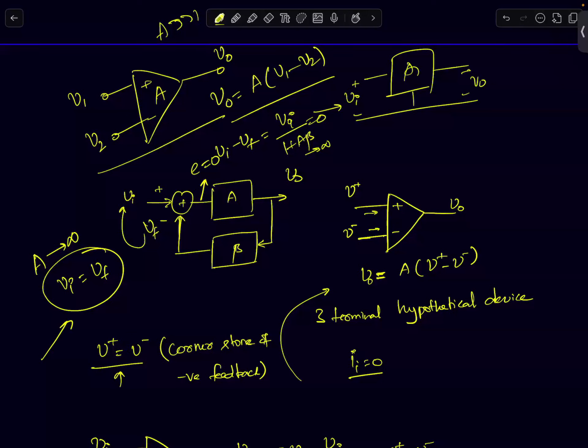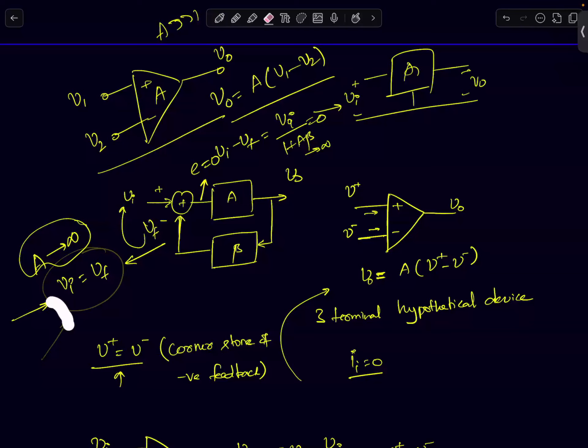Okay, Vi will be equal to Vf. This is one of the most important results. This follows from negative feedback. This Vi equals Vf is something that's enforced by the act of feedback. This happens only if your A is infinity. Otherwise, as long as A beta is much greater than 1, your error becomes very small. So keep this result in mind. We will be using this.